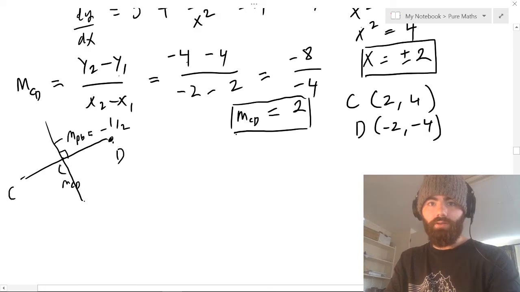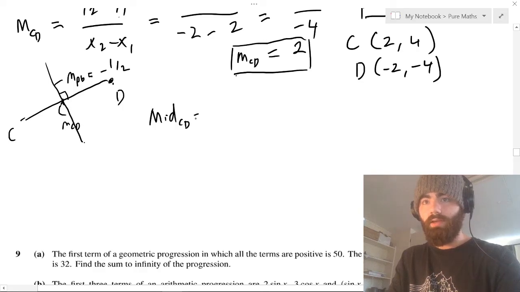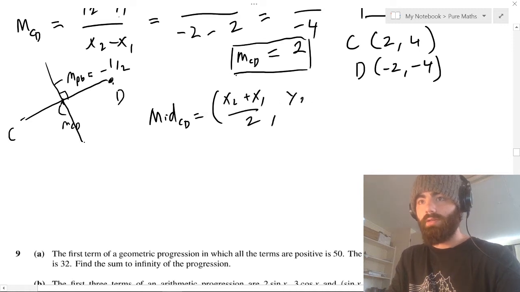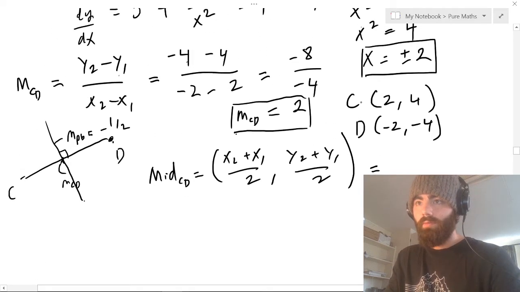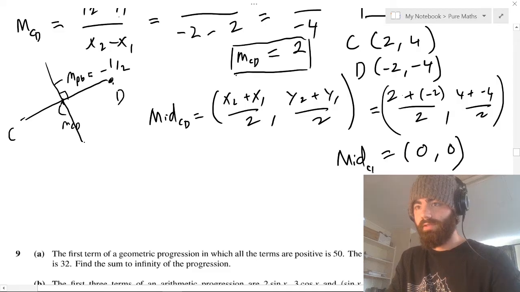And then we need to now find this point here. So the midpoint of CD, let's just make it mid of CD, is going to equal x2 plus x1 over 2 and y2 plus y1 over 2 of these 2 points, which in this case is, well, C's x2, so it's 2 plus minus 2 over 2, and comma, 4 plus minus 4 over 2, which is just going to be 0, 0. So the midpoint of CD is this.